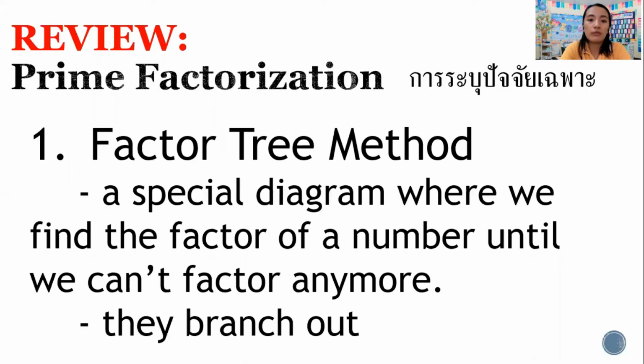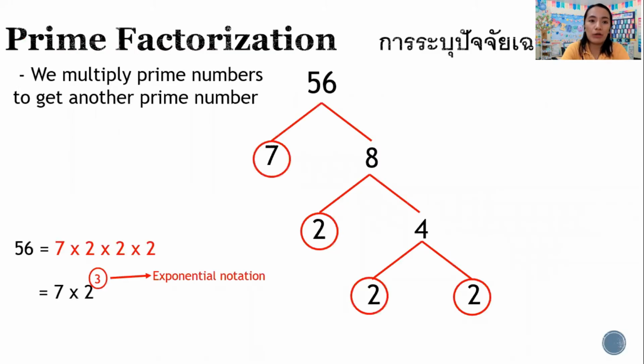Prime factorization factor tree method. It is a special diagram where we find the factor of a number until we can't factor anymore. And they also branch up. Now let's look at an example of factor tree method. So we multiply prime numbers to get another prime number. For example, we have 56 and we have the factors of 56 like 7 and 8.